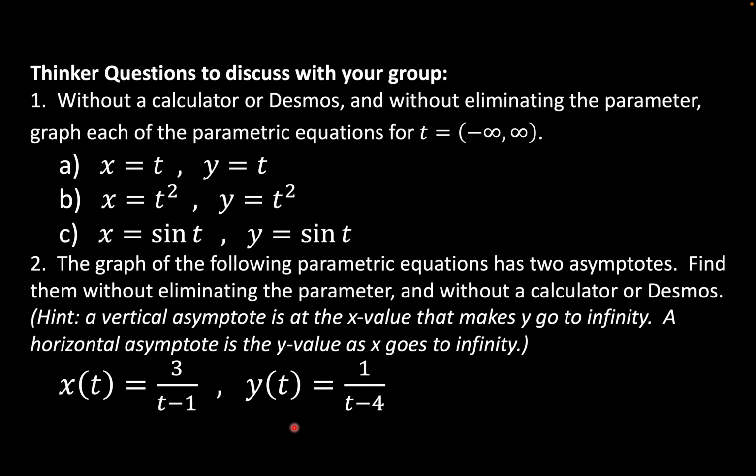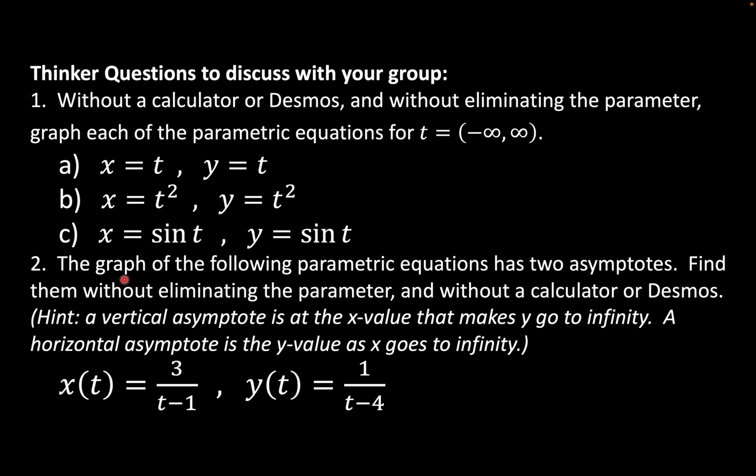Here are some thinker questions that you are welcome to discuss with an elbow partner if you have one at the moment. So without a calculator or Desmos and without eliminating the parameter, graph each parametric equation where t is any real value. We have 3 parts to it. And then graph the following parametric equations. They have 2 asymptotes, so your job is to find what the asymptotes are without eliminating the parameter and without using Desmos or a calculator.